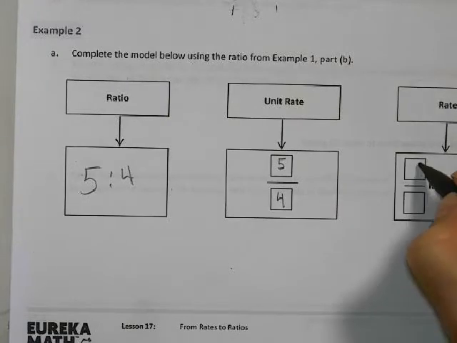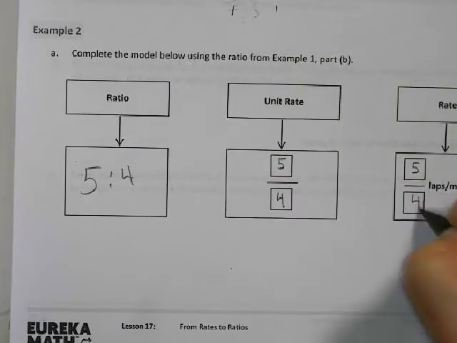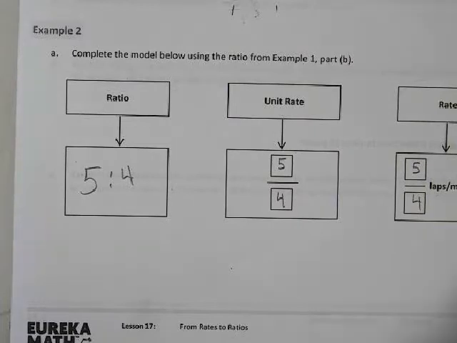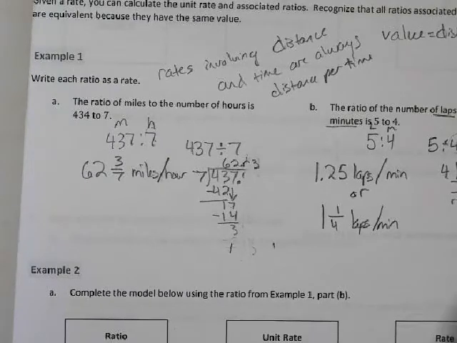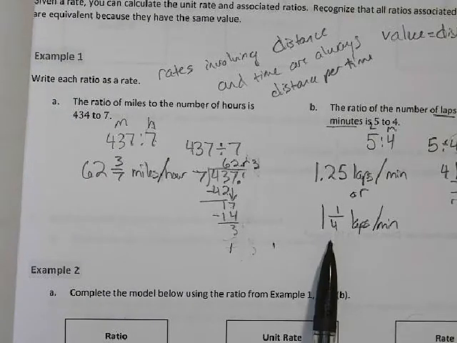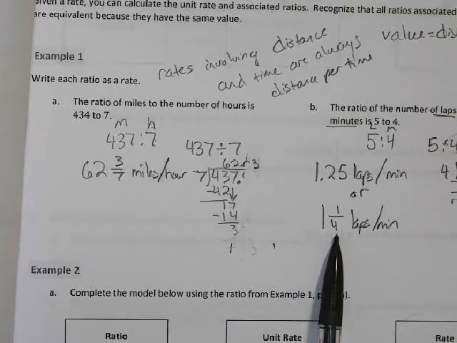And so the rate would be 5/4 laps per minute. And we divided it to further answer that question above, so you could actually give an exact number. Right here where we had 1 1/4, 1 1/4 is 5/4, simplified into a mixed number.